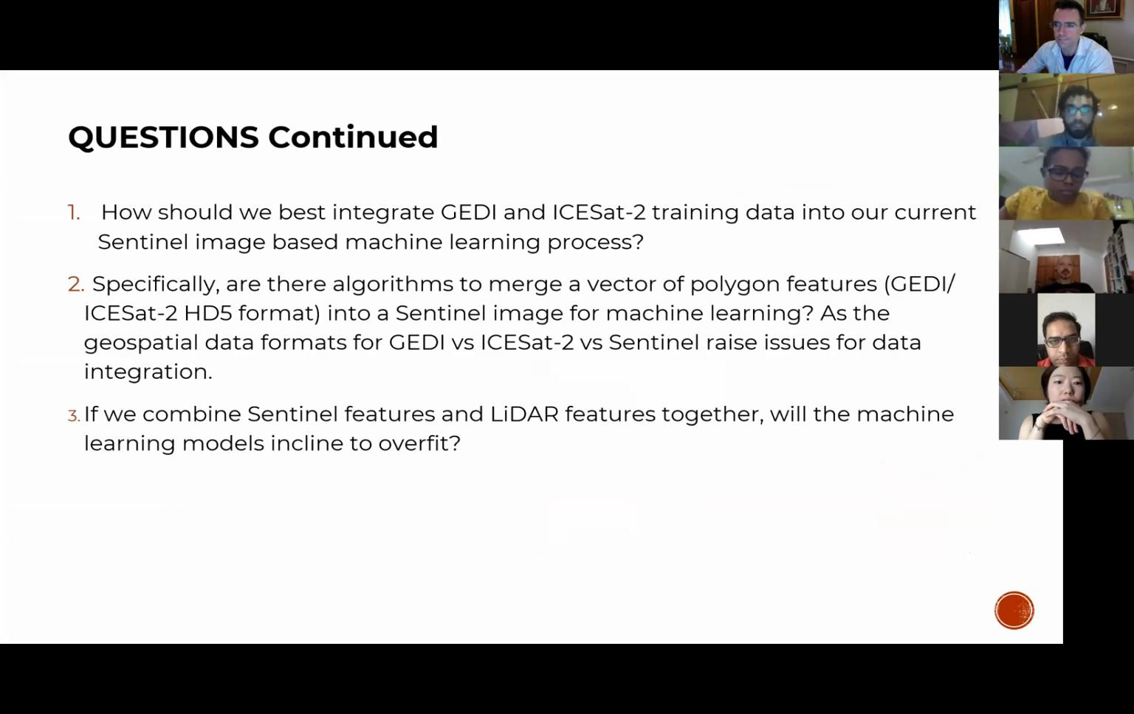So the overarching question would be, how can we best integrate GEDI and ISAT-2 training data into our current Sentinel image-based machine learning process? Specifically, we've been looking for algorithms to merge a vector of polygon features into a Sentinel image. And then also we have concerns if we combine Sentinel features and LIDAR features together, if the machine learning model will incline to overfit.